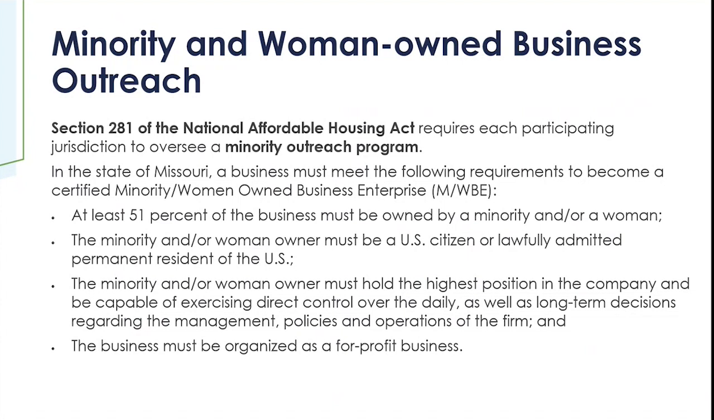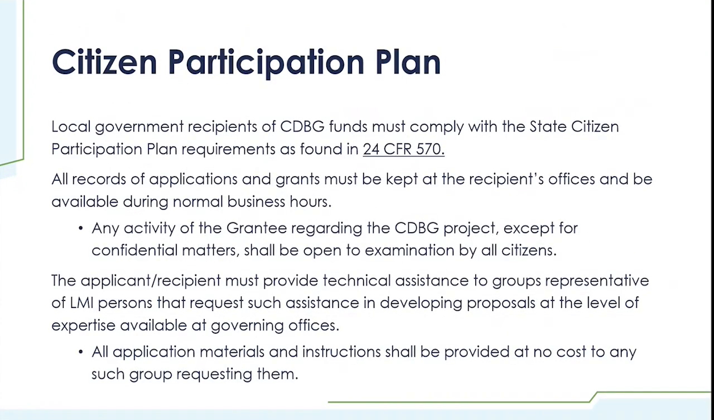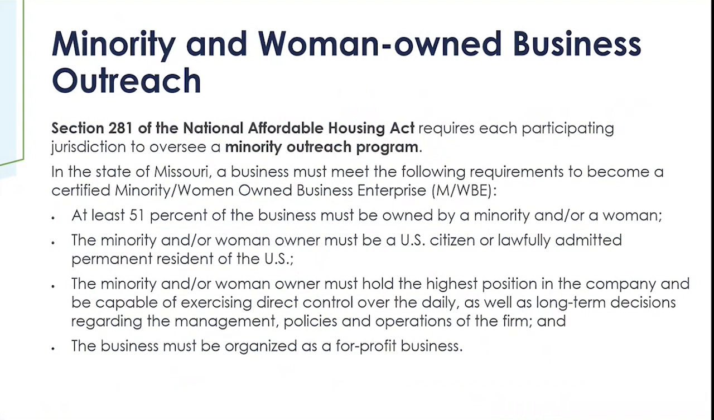So what the bulleted items on the slide show are what in the state of Missouri a business must meet in order to become a certified minority women-owned business, or an MBEWB, commonly known. Okay, so those bulleted items are how Missouri achieves that compliance. And then you as a subrecipient and potential contractor also are subject to it.